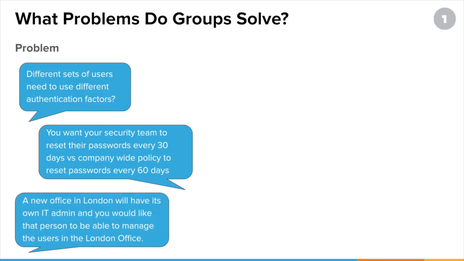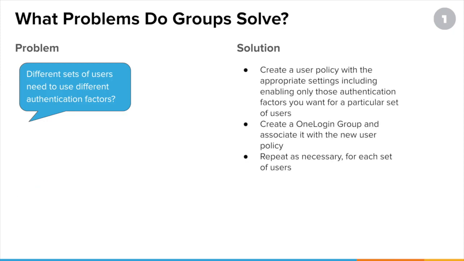Or say you have an IT admin that is local to your London office and you want them to be able to manage the users in the London office. So let's take a look at how we can solve these problems. For the first scenario, we're going to first create a couple of user policies using different authentication factors. Then we can create a group for each one of these policies. Let's see how this works.